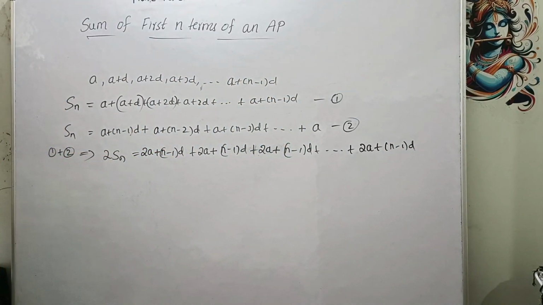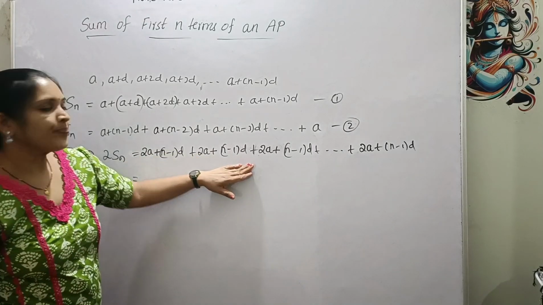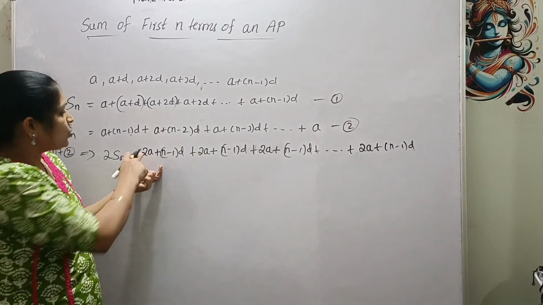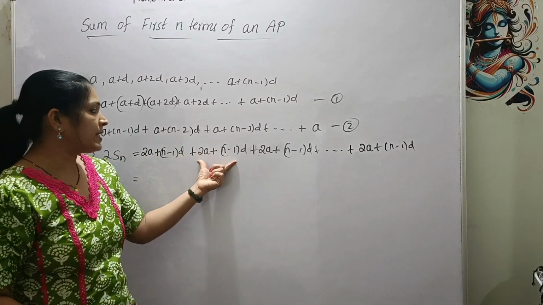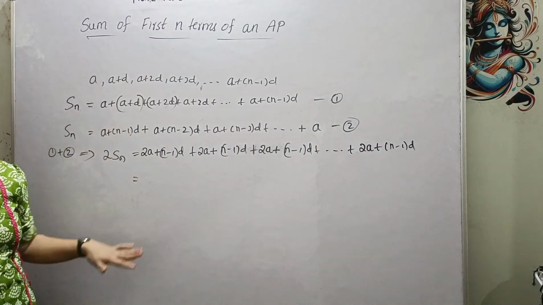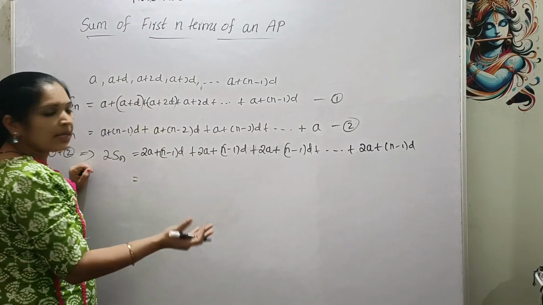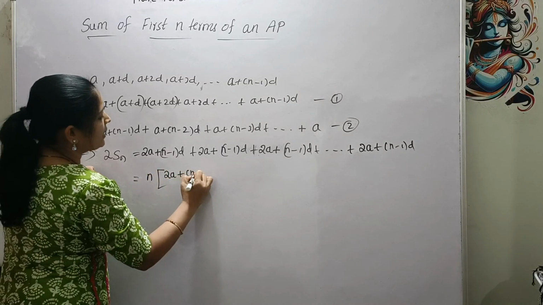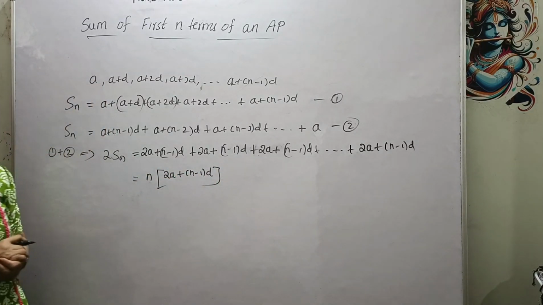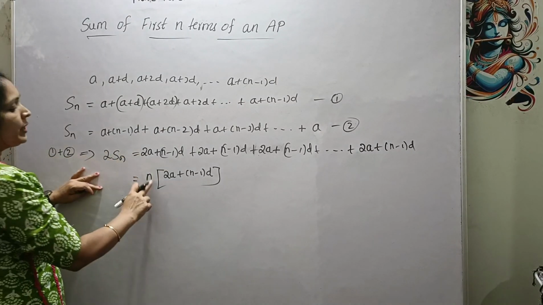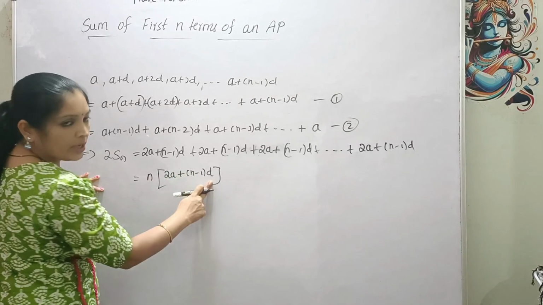Now, see here, there are a total of n terms, and each term is equal, right? See, 2a plus (n minus 1) into d, 2a plus (n minus 1) into d. All the terms are 2a plus (n minus 1) into d, right? Therefore, how many terms are there? n terms. So n times (2a plus (n minus 1) into d). Then 2Sn is equal to n into (2a plus (n minus 1) into d).